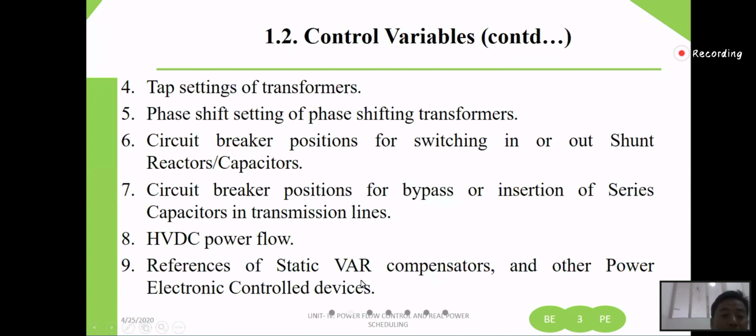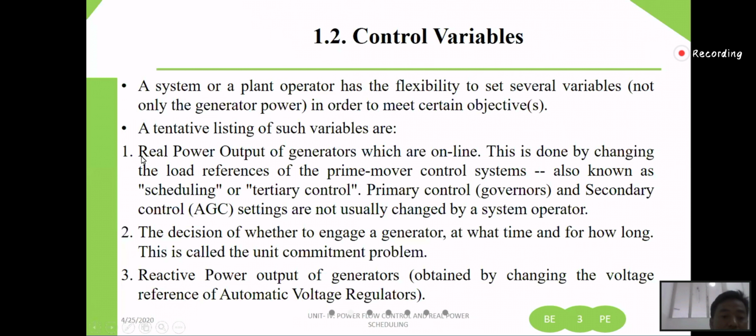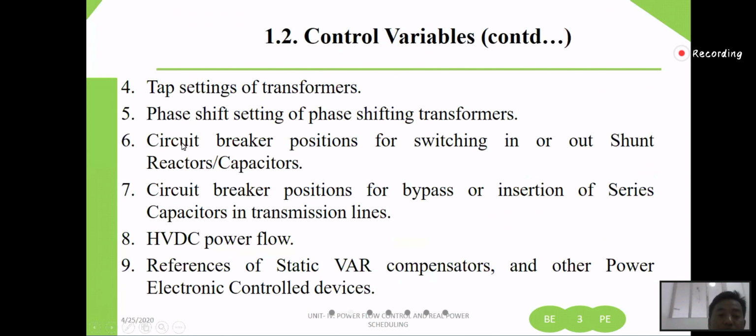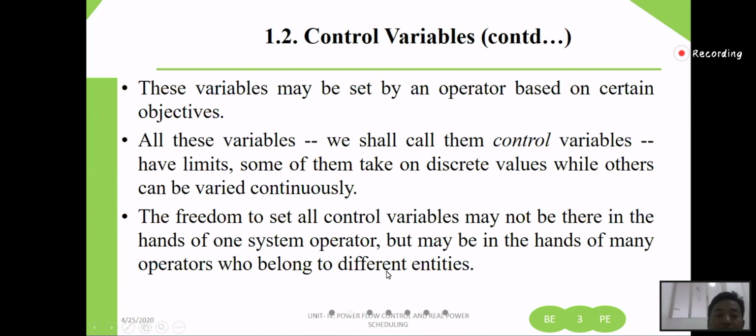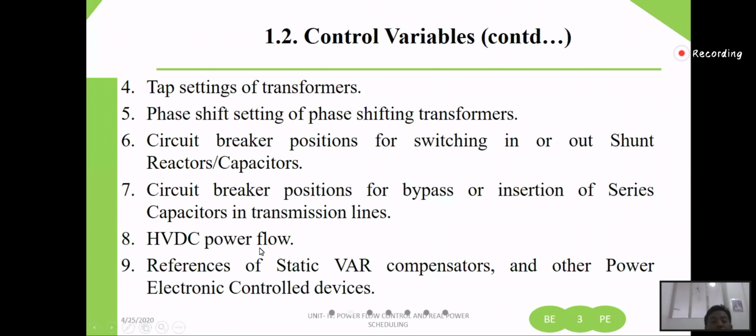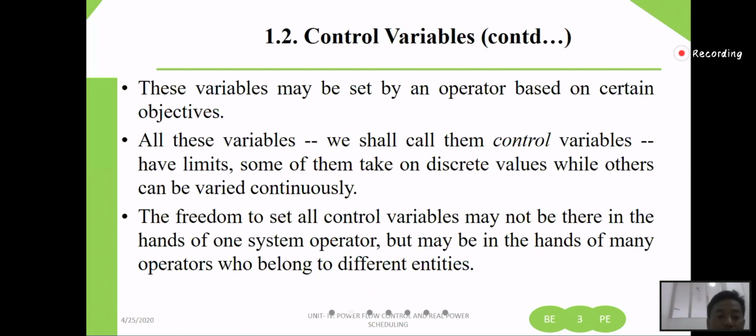For example, in Bhutan, DGPC will do much of this, right? DGPC can do the real power output of a generator and the unit commitment decision. Reactive power may also be done by DGPC, and tap setting of transformers might be done too. But when it comes to circuit breaker position, bypass or insertion of series capacitors in the transmission line, static var compensators and HVDC power flow, in such cases BPC may do this. So one system operator may not have the freedom to change all of these. It has to depend on different entities. I have just given an example.